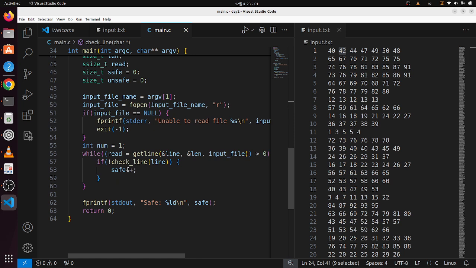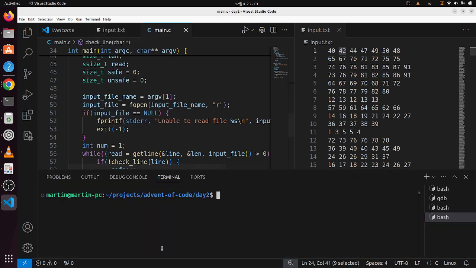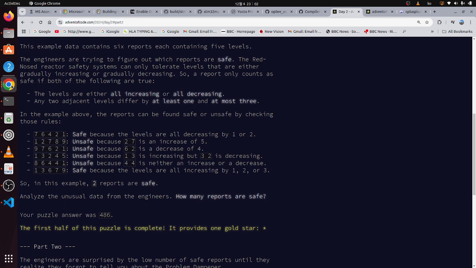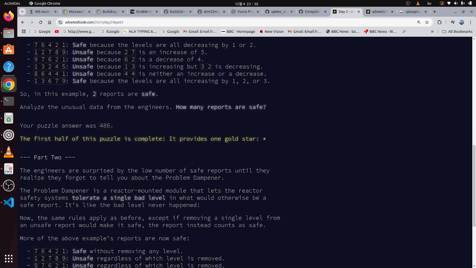Then we just sum up all the safe reports and print them. Running this on the given input, if we compile this, we get that these are the safe reports, and we can see that this is true. All right, so that's it for this level.